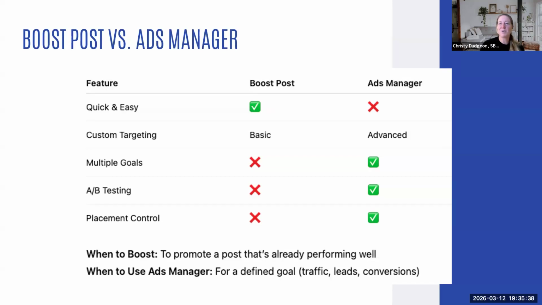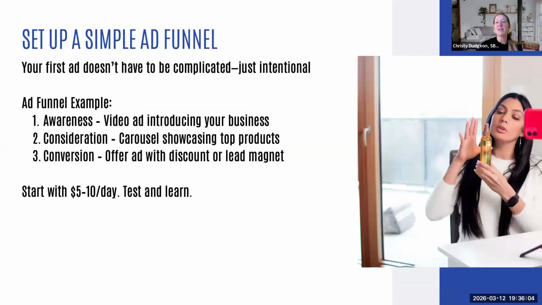It does let you do multiple goals. It does let you do something called A/B testing, which is a nice thing to do when you're first starting out if you've never done ads. It literally has an A version and a B version, and you get to see which one did better. And so you get to play around with that. And also placement control. So when to boost to promote a post that's already doing well, when to use ads, that's when you have very defined goals as far as traffic, leads, conversions that you're trying to reach.